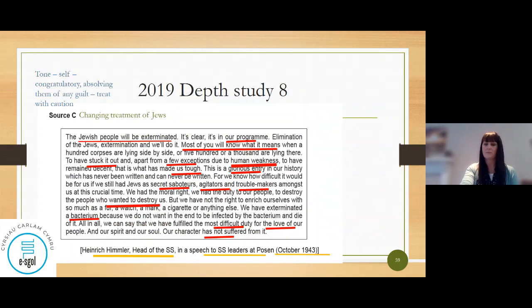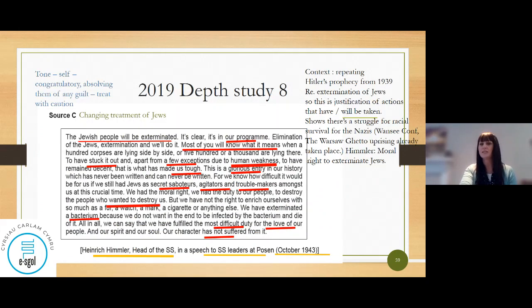With the last one, which is Himmler, in his speech to the SS leaders, I've done this slightly differently. We look at the context, because this is, of course, putting it into what was going on at the time. So later again, it's 1943 in this source. It's repeating Hitler's prophecy from 1939 regarding the extermination of the Jews. So this is almost trying to justify the actions that have been or will be taken next. And it's showing that there's a struggle for racial survival for the Nazis. The Wannsee Conference and the Warsaw Ghetto Uprising are things that have already taken place.